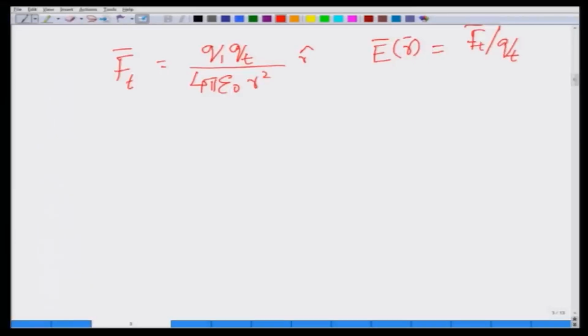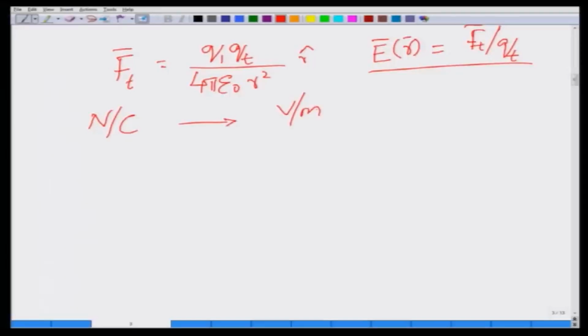So, the force experienced by the test charge divided by the test charge, or the force per unit test charge, is the field. This is the definition of electric field. Contrary to what you might think, that the electric field should be measured in newton per coulomb, because force is measured in newtons in SI units and charges are measured in coulombs, one would expect electric fields to be measured in newtons per coulomb, but you would be a little surprised to see that electric fields are measured in terms of volt per meter.